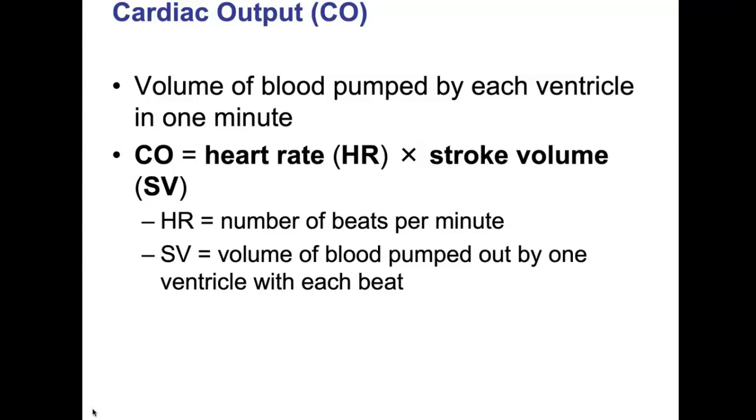So cardiac output is the product of heart rate and stroke volume. A lot of you know what heart rate is, but what is stroke volume? By definition, stroke volume is defined as the volume of blood pumped out by one ventricle with each beat. In general, stroke volume correlates with the force of ventricular contraction.